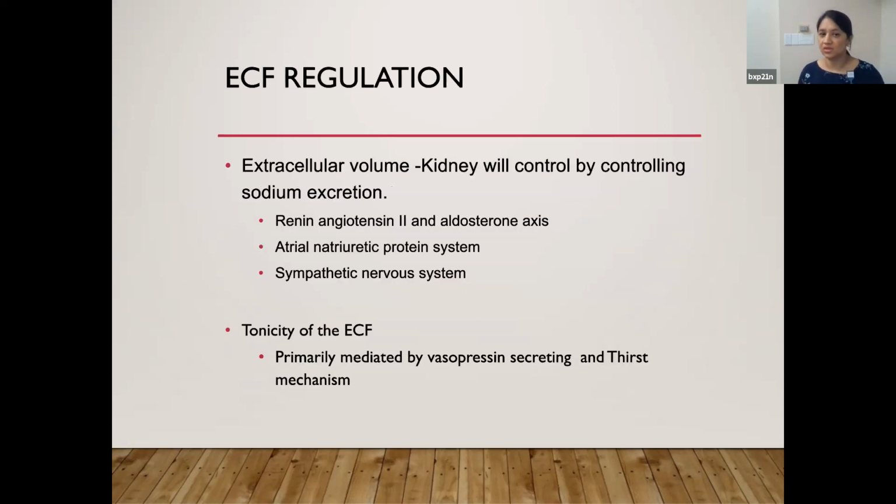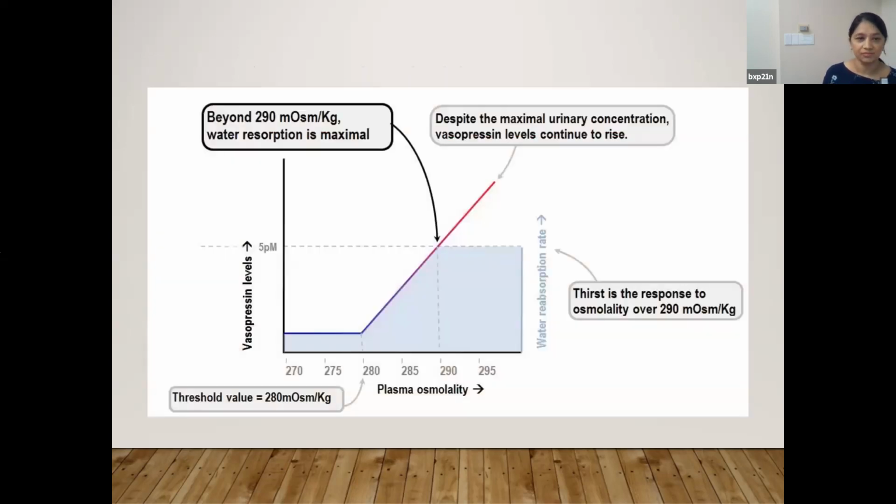What regulates the extracellular fluid volume? The kidney will control by controlling the sodium excretion via renin-angiotensin and aldosterone axis, atrial natriuretic protein axis, and sympathetic nervous system. So ultimately, with this, kidney will try to excrete if there is excess sodium and maintain the volume normal. And there's something called tonicity, tonicity of the extracellular fluid. It is mediated by vasopressin secretion and the thirst mechanism.